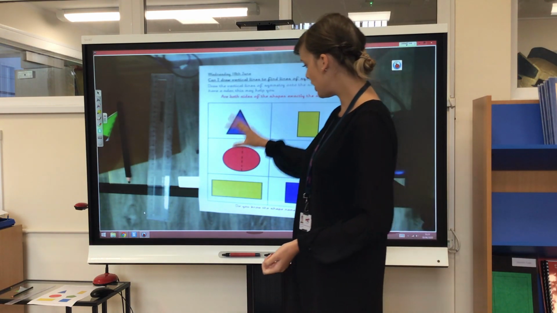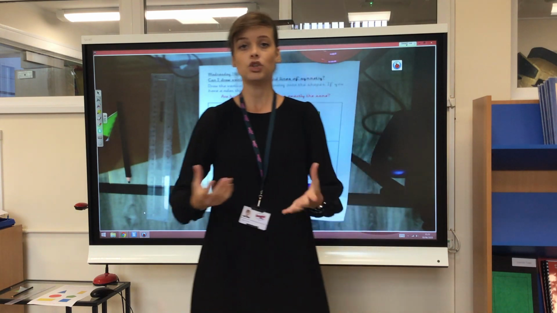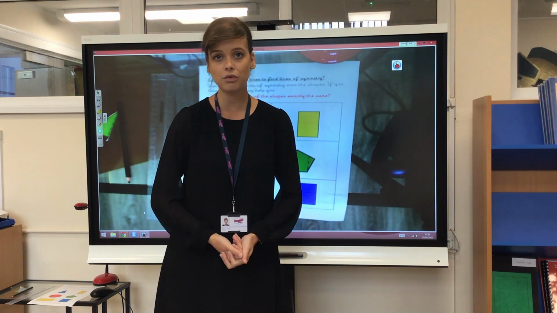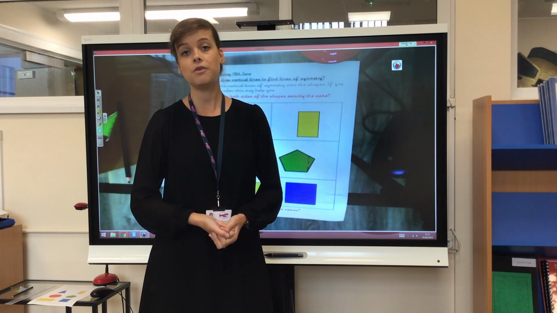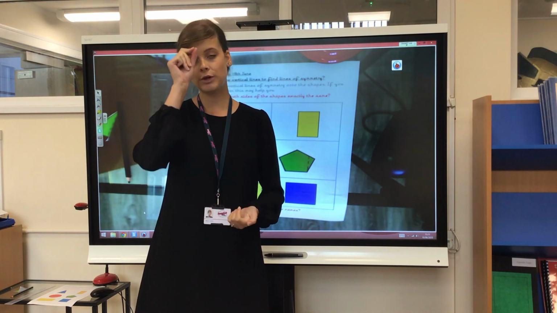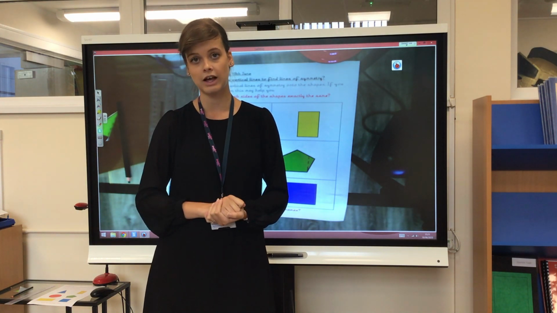So if you've got this sheet, I'd like you to practice drawing those vertical lines of symmetry with a ruler. And remember from yesterday's video, if you have not got a ruler, that's fine. Just make sure you take your time drawing your dotted lines.